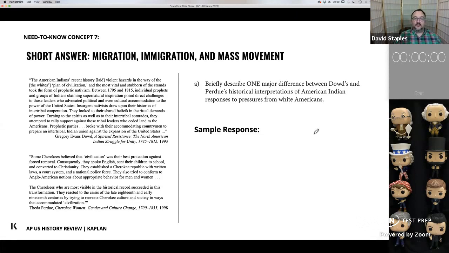Here is a question for us to look at. I'm going to give you a minute to read it and put your answer in. What did you notice? What is one difference between Dowd and Purdue, between those two perspectives? What is something they are talking about that is different? Hopefully you were able to pick up on that. So 1 minute to work on that.